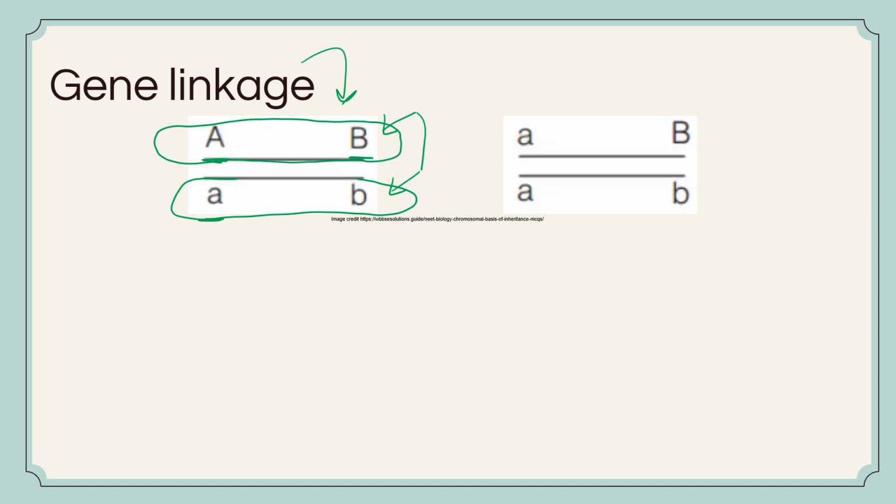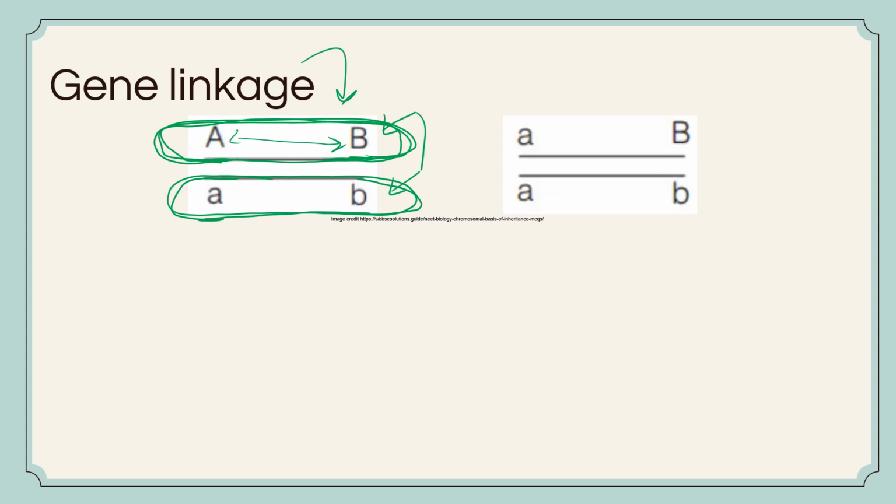And on the chromosome, we have a big B, and on the other chromosome, we have a little b. This helps me see that on this chromosome, I have these two genes. These genes are linked because they are on the same chromosome, and they're probably going to get inherited together.